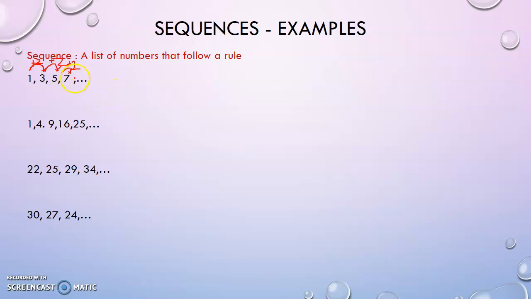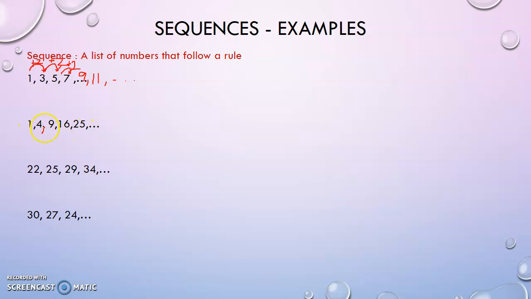What will be the next number in this list? 7 plus 2, 9. Now the next number will be 9 plus 2, 11, etc. The list continues. So a list of numbers that follow a rule is a sequence. So here is a sequence of even numbers. Now let us look at these numbers: 1, 4, 9, 16, 25.